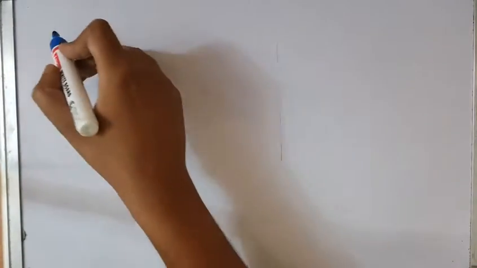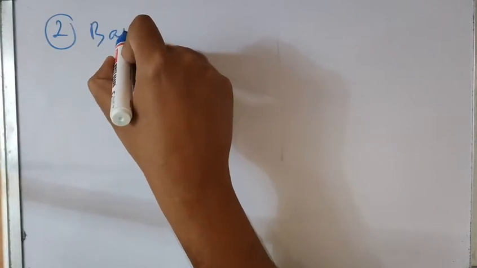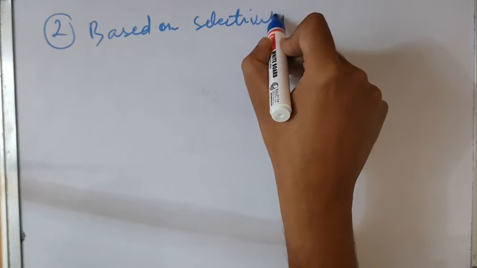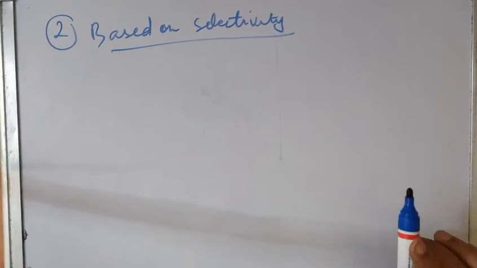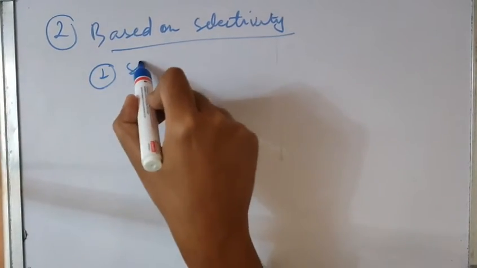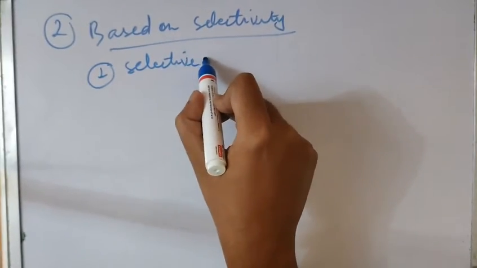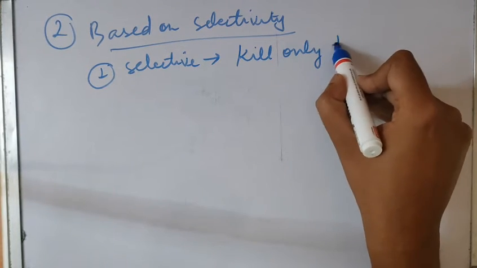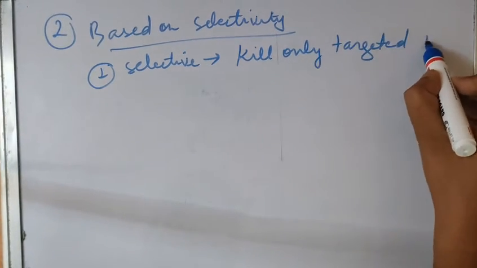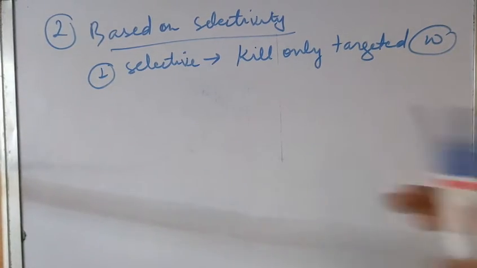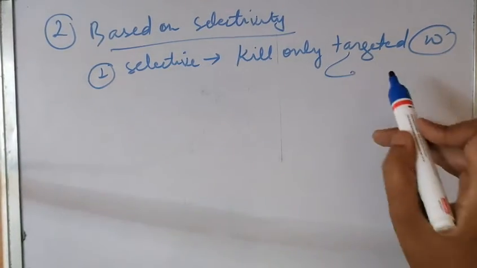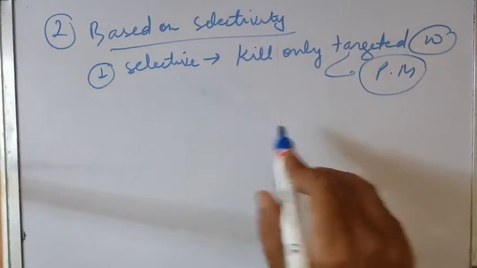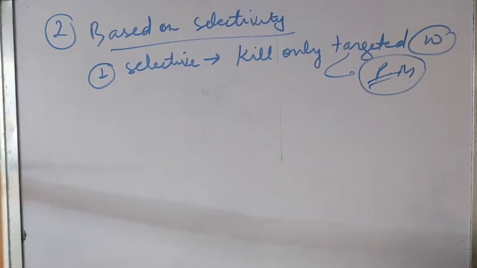Now the second method, that is based on selectivity. Based on selectivity, number one, we have selective herbicides. They kill only targeted weeds. Suppose we are targeting a weed, for example Phalaris minor. When we apply these selective herbicides, they will kill only Phalaris minor. Hope you all understood it.